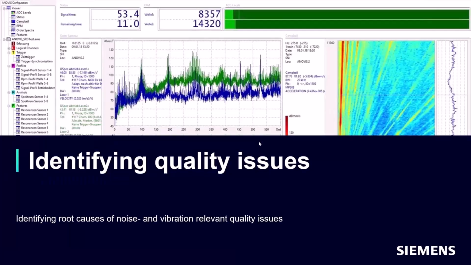Now let's switch over to practice, to the real world on the shop floor. That's what we are doing with our sophisticated signal processing functions. We try to identify the root causes of noise and vibration relevant quality issues.